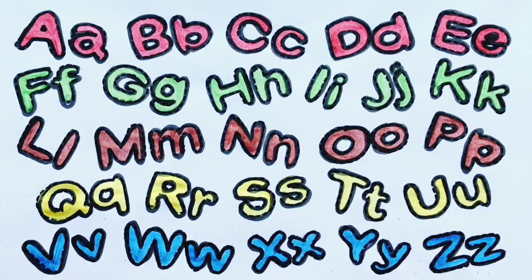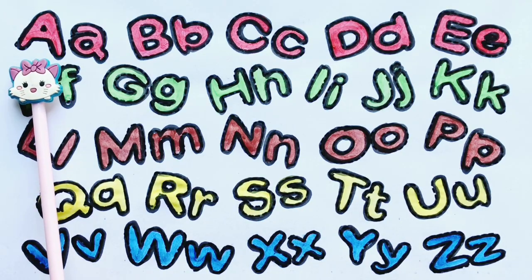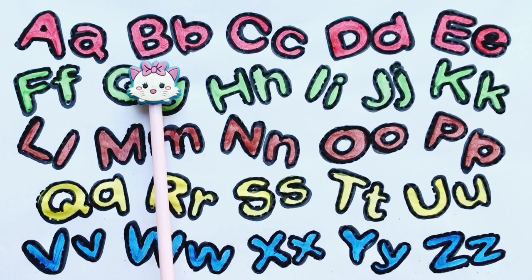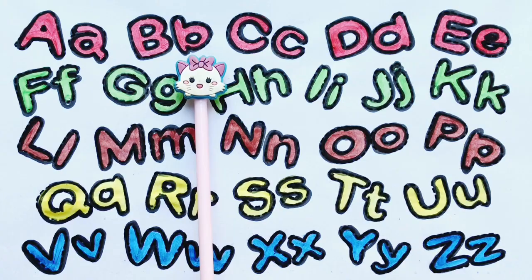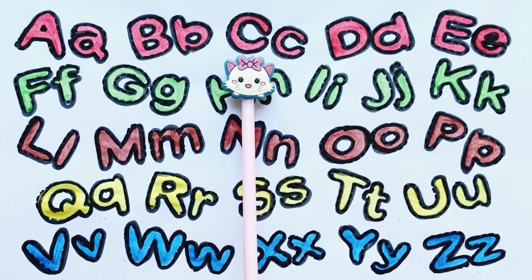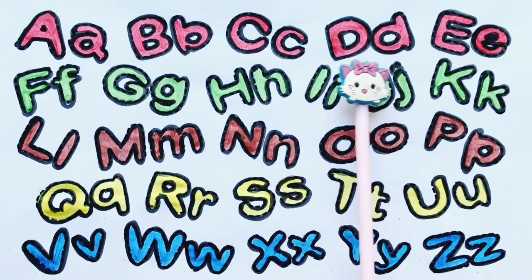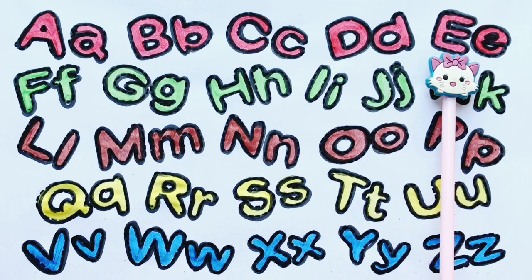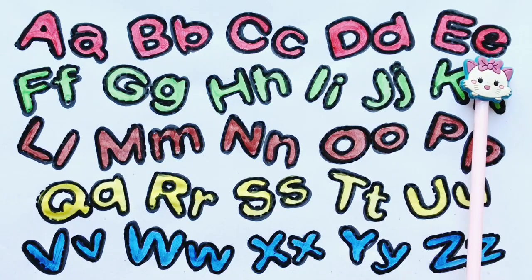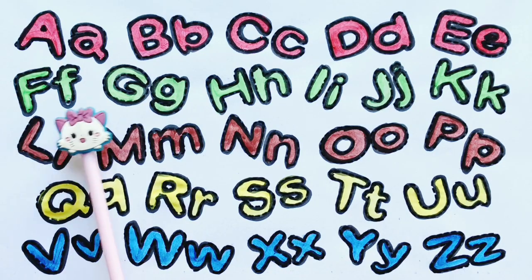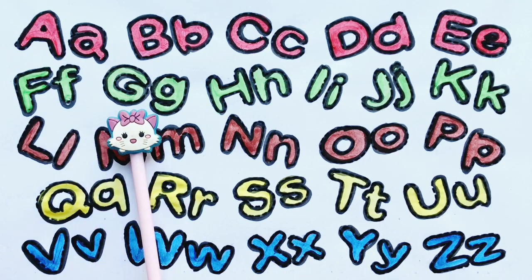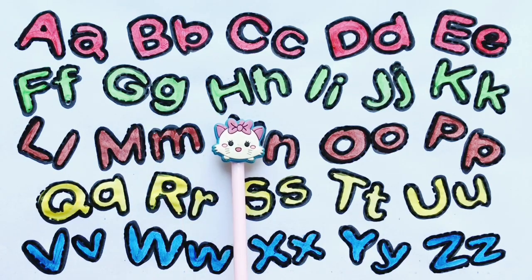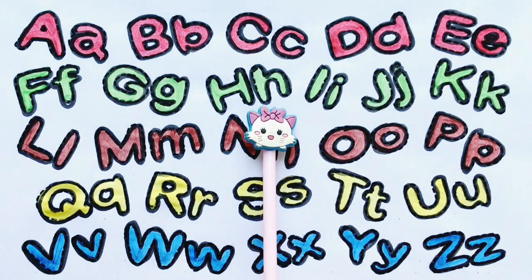Let's repeat, learn. Capital letter A, small letter A. Capital letter B, small letter B. Capital letter C, small letter C. Capital letter D, small letter D. Capital letter E, small letter E. Capital letter F, small letter F. Capital letter G, small letter G. Capital letter H, small letter H.